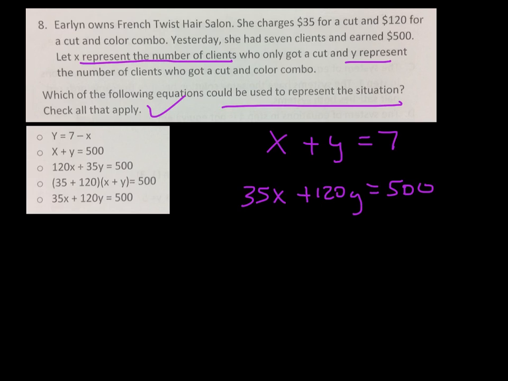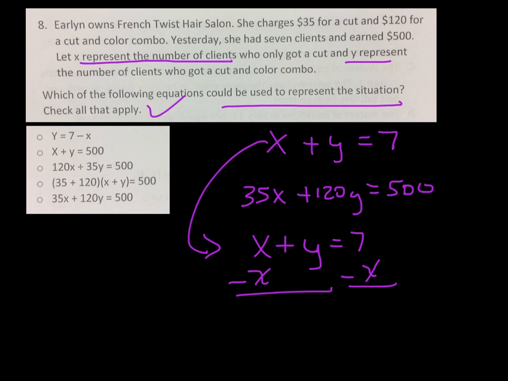Okay? Now, let's go ahead and try to manipulate something. Let's take this one for instance. If I take x plus y equals 7 and I subtract x from both sides, I end up getting y is equal to 7 minus x, which is just like this first one. So that first one is a possibility. Just by moving variables or numbers around, we can make it look like some of these others.